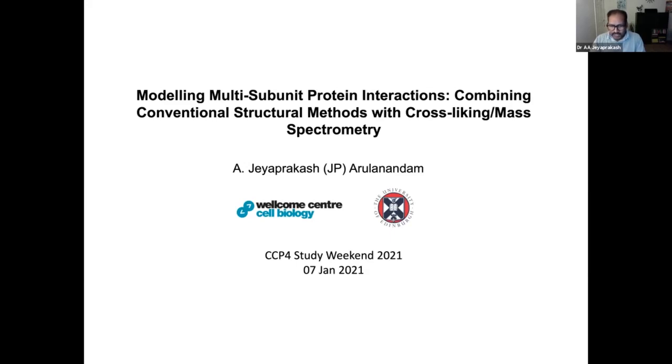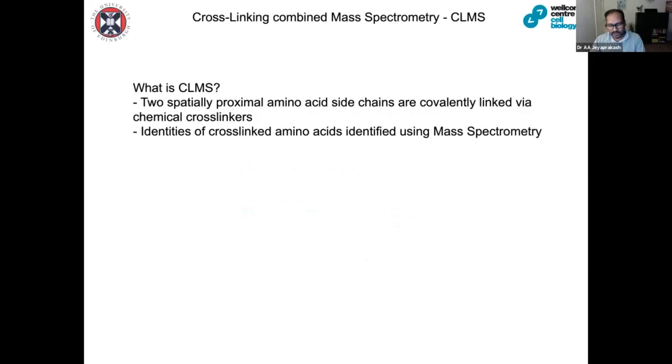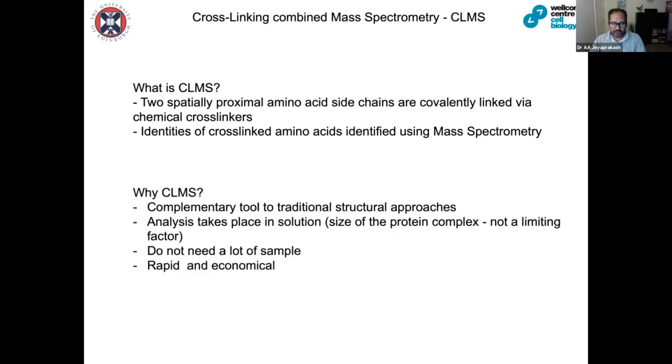So, with that disclaimer, what is cross-linking mass spectrometry? It's a method by which two spatially proximal amino acids are covalently linked via a chemical cross-linker. And the identities of cross-linked amino acids are identified using high-resolution mass spectrometry. But why do we need cross-linking mass spectrometry? As you might agree, obtaining structural information for multi-subunit protein assemblies can be challenging, as often there is intrinsic flexibility associated with the modular nature of protein subunits.